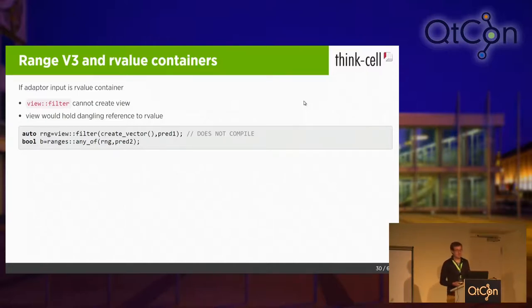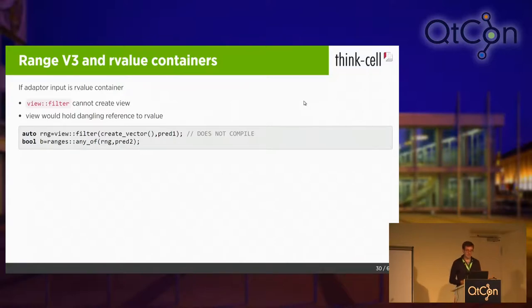Why doesn't it compile? Well, the view is referencing its base range or container, whatever it is. And in this case, the vector will actually go out of scope as soon as you go past the semicolon here. And so when this is an R value, you suddenly have a dangling reference, certainly not a good idea. And so what the range-v3 library says is it doesn't compile. We're not going to deal with this.